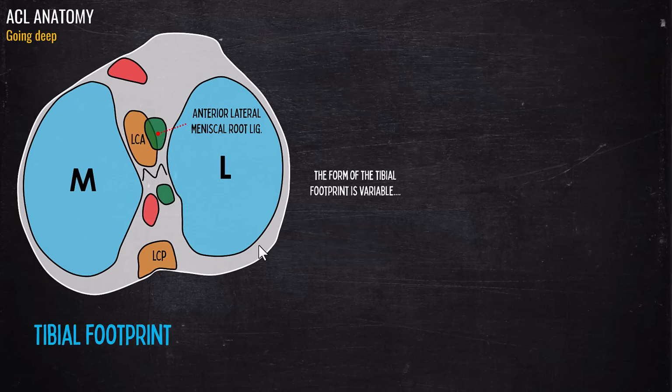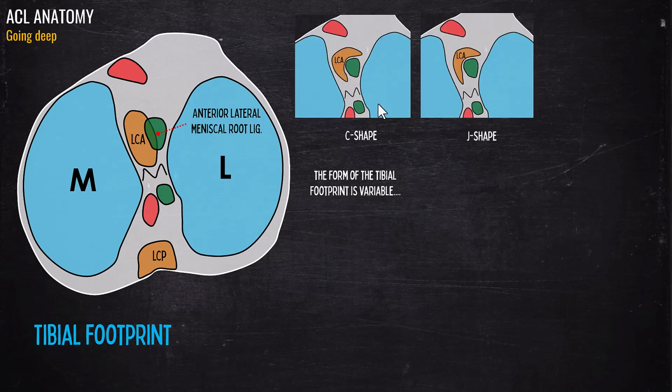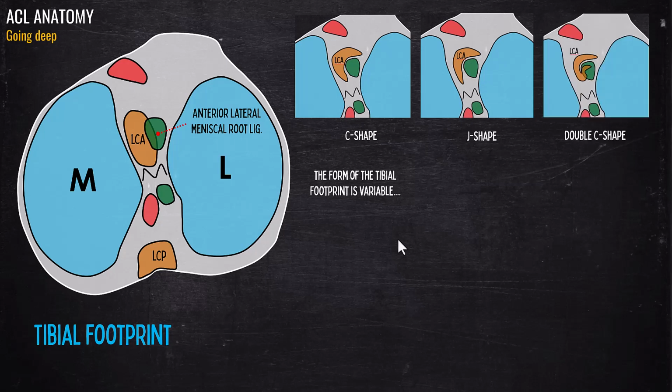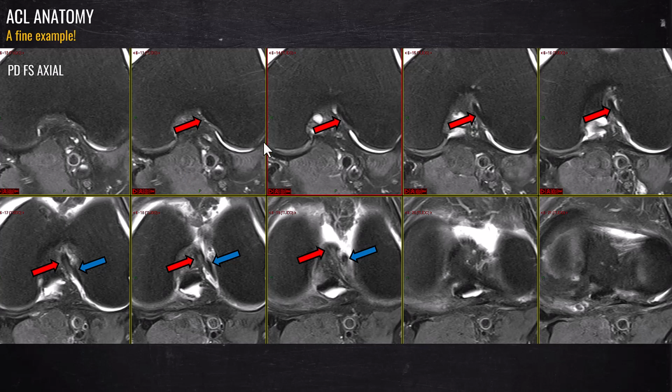So a little bit more about the tibial footprint. The form of the tibial footprint is variable. It can have a C shape, a J shape, a double C shape. It can be elliptical. It can be triangular. So it's much more variable than the shape of the femoral footprint of the ACL. And here I want to show an example of this subbundle anatomy of the ACL. In red, that's the anteromedial bundle. Look, the anteromedial bundle, its origin, the femoral footprint, is superior and anterior in relation to the posterolateral bundle.